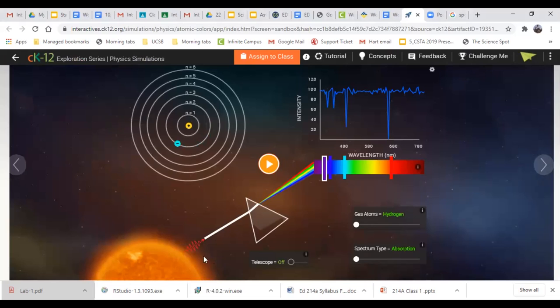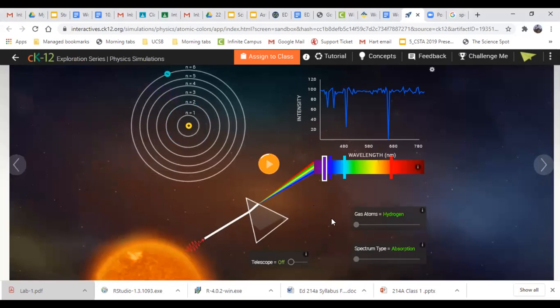Here you can see light coming from the sun being refracted through a prism. It shows you the wavelength and an intensity versus wavelength graph. Here you can see an atomic model. All of these where it says n equals 1, that's the first orbital of an electron. You can see that this electron, denoted by a negative, is at orbital number 2.